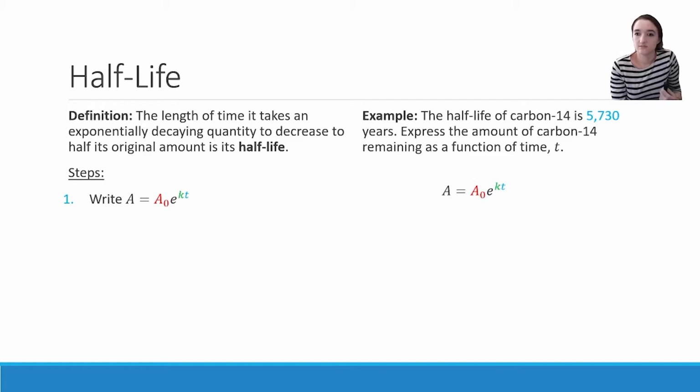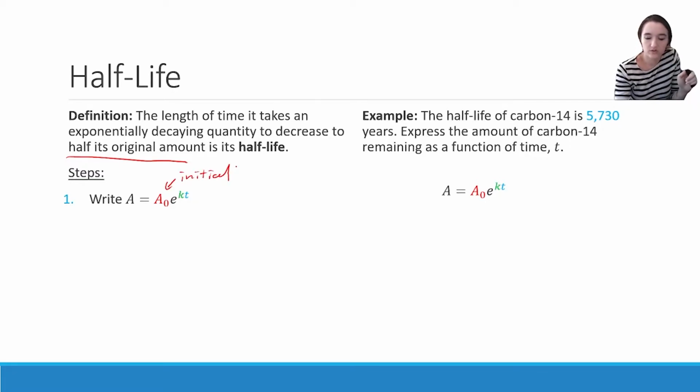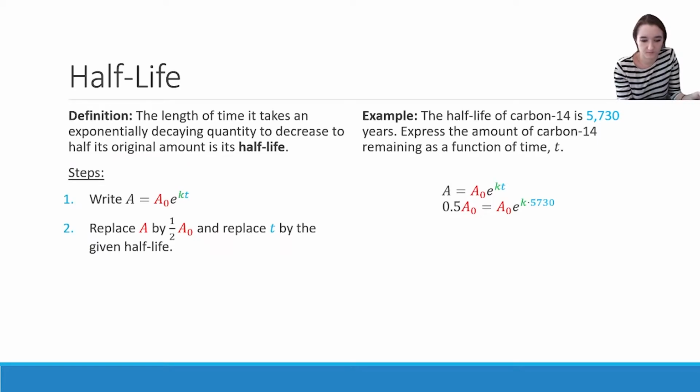First, we write A equals A0 e to the kt. So we start with our exponential. This is going to be a decay function, but they look the same. But this time, what we want to think about is specifically, we are decaying to half the original amount. So we know that if our original amount is A0, remember A0 is the initial amount, and we are decaying to half of that, that means we're outputting half of A0.